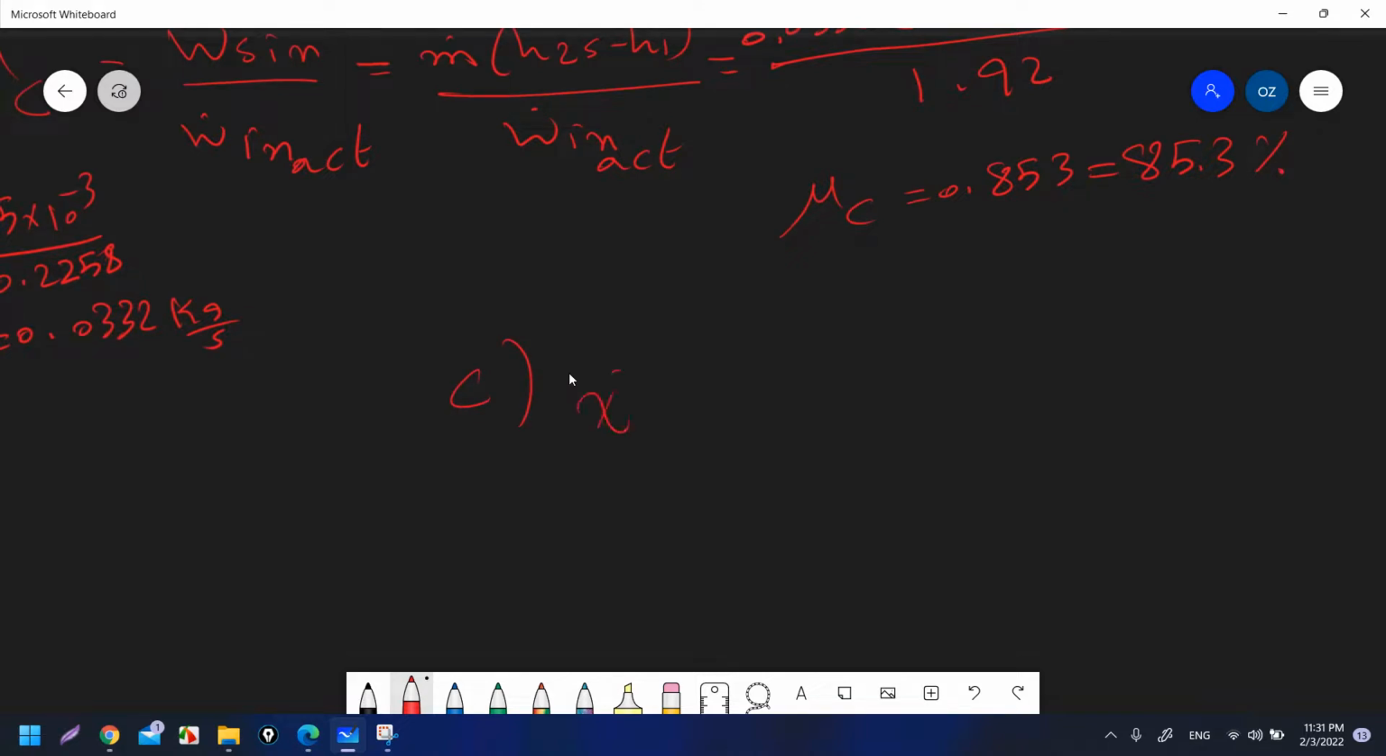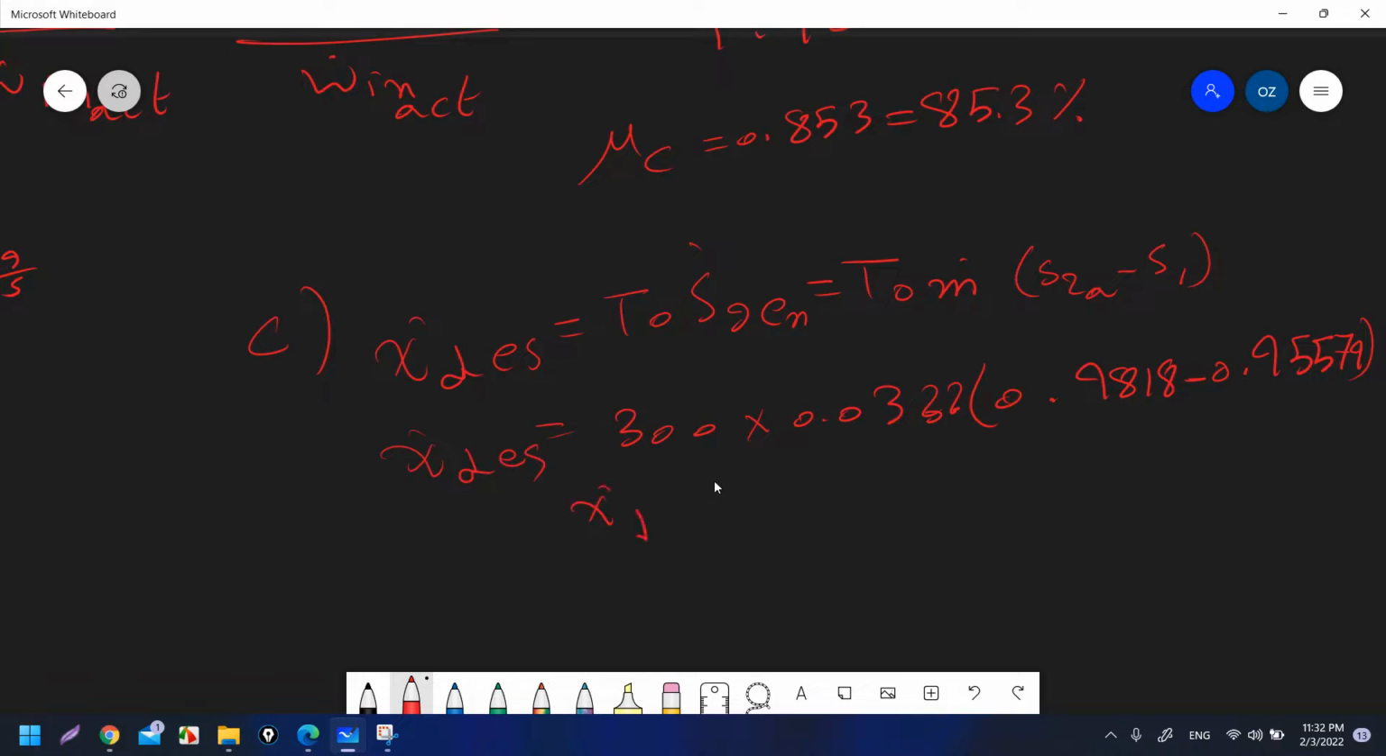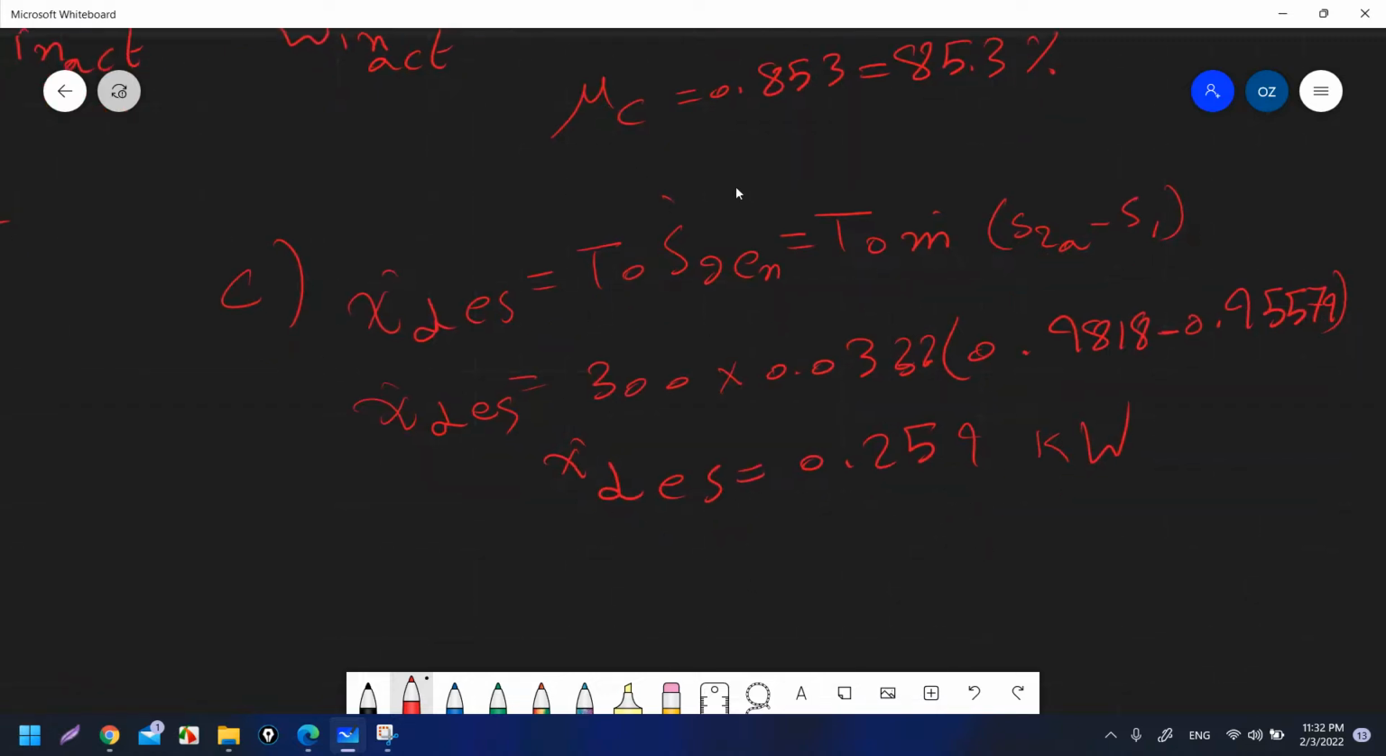For part C, we want to find the exergy destroyed, and we said it is equal to T naught times S dot generation. The S dot generation from the entropy balance is m dot times S2 actual minus S1. So T naught is 300 Kelvin, m dot is 0.0332, times 0.9818, S2A, minus 0.95579. So X destroyed will equal 0.259 kilowatt.